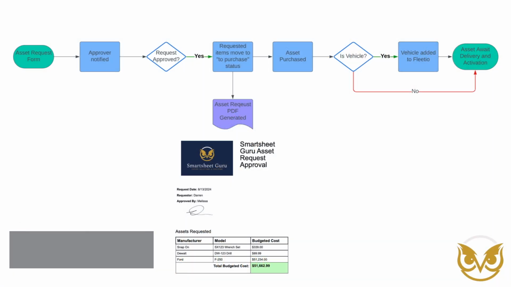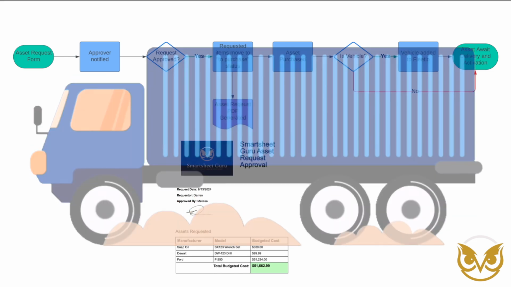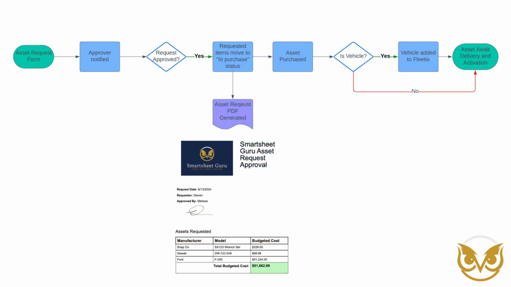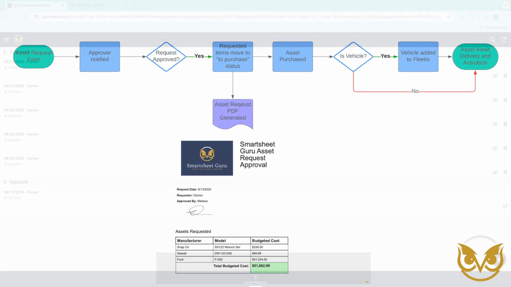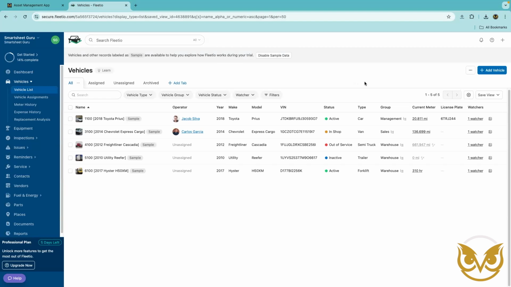In this video, I'm going to show how you can create an asset purchase request in Appsheet. Now, one twist to this is this app will take a vehicle, if the asset is a vehicle, it will create a record in the vehicle fleet management platform, Fleetio. Let me show you my Fleetio account right now. You can see I have some sample vehicles in here.